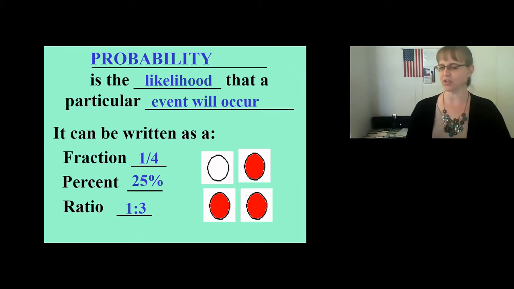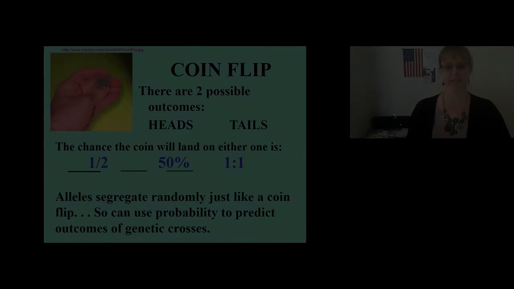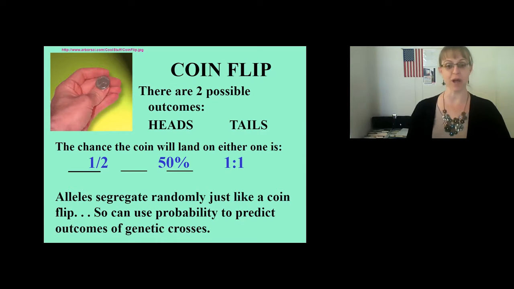Then ratios are a little bit different. There is 1 white dot, there are 3 red dots. So the fraction and the ratio look like they would be different when they're actually the same thing, just written a little bit differently. Here's another example of writing the probability for flipping a coin.